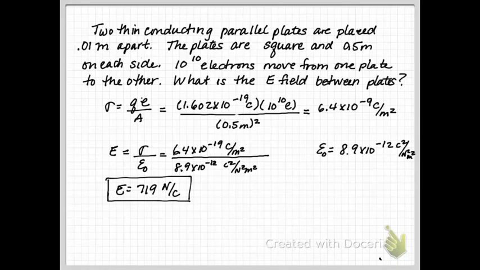So for this example, we're going to talk about two conducting parallel plates. They're going to be placed 1/100th of a meter apart. They're square and half a meter on each side. And 10 to the 10th electrons move from one plate to the other, and we need to find the field between the plates. So you need to start off by finding the charge density. How much is the charge per area on the plates? And then use the electric field equation, once you have that, to find the electric field. You will need the permittivity of free space for this, 8.9 times 10 to the minus 12 Coulomb squared per Newton meter squared.